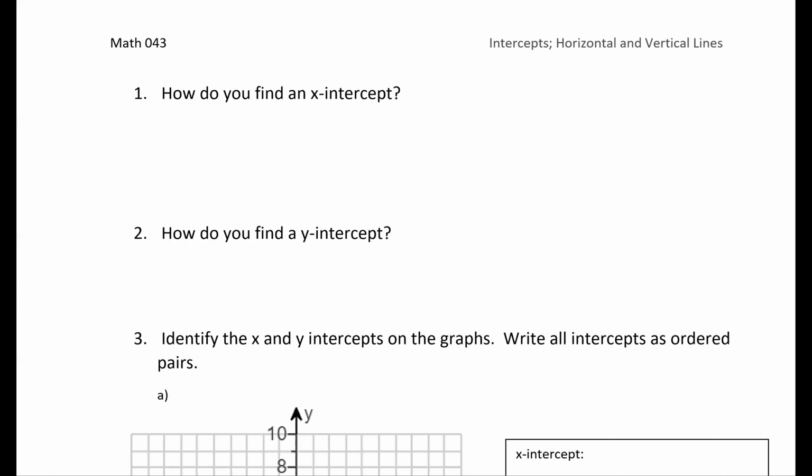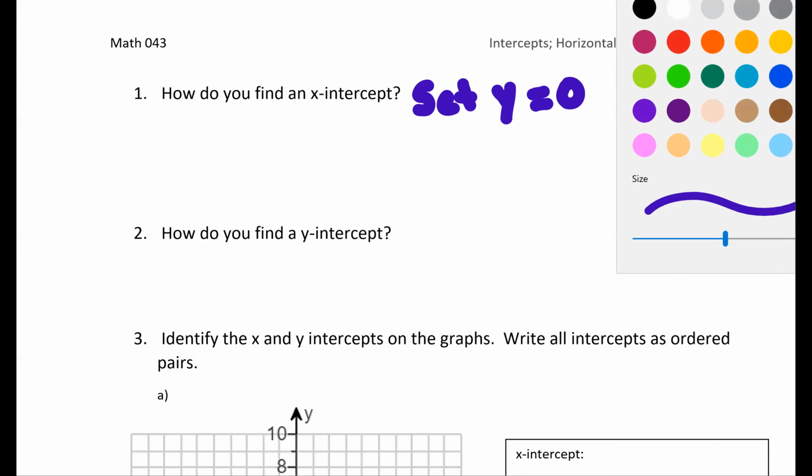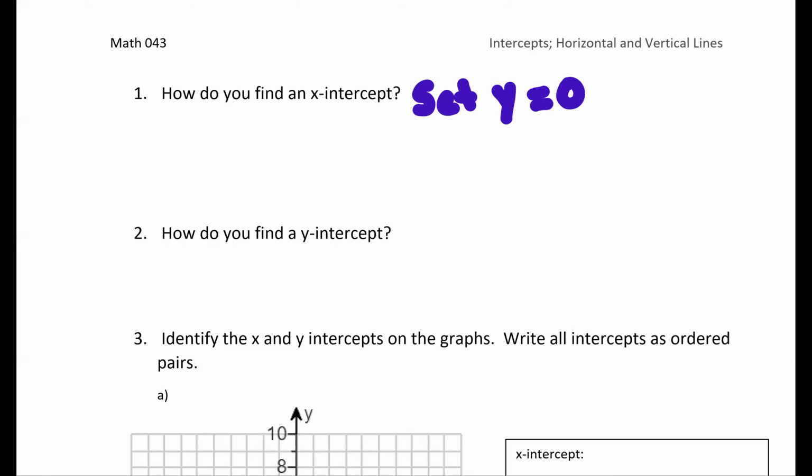Hello, this is Math 043 Intercepts, horizontal and vertical line. To find an x-intercept, we will want to set y equal to 0, because any point on the x-axis will have a number and then 0 for its y-coordinate.